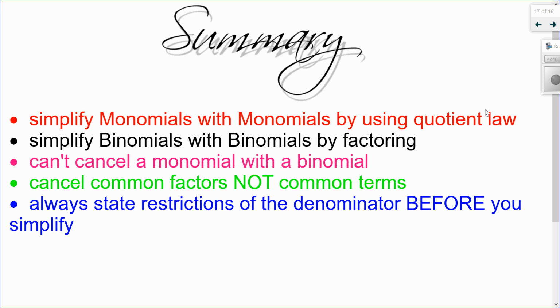Okay, to summarize our lesson, you want to simplify monomials with monomials by using the quotient law, and binomials by binomials by factoring. You can't cancel a monomial and a binomial, so you're only looking for common factors, not common terms. And remember to always state your restrictions before you simplify.